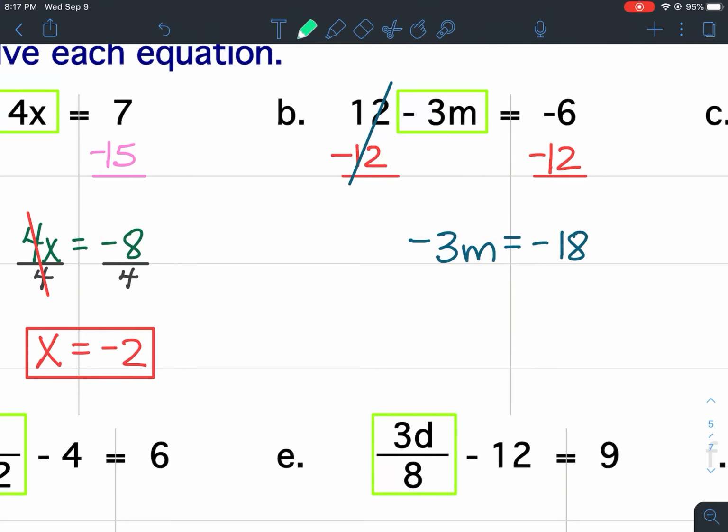All right, this is, again, multiplication, and the inverse operation to multiplication is division. So I'm going to divide both sides by the number with the variable, which is negative 3. So they will cancel. Bring down my variable, my equal sign, and negative 18 divided by negative 3 is positive 6.